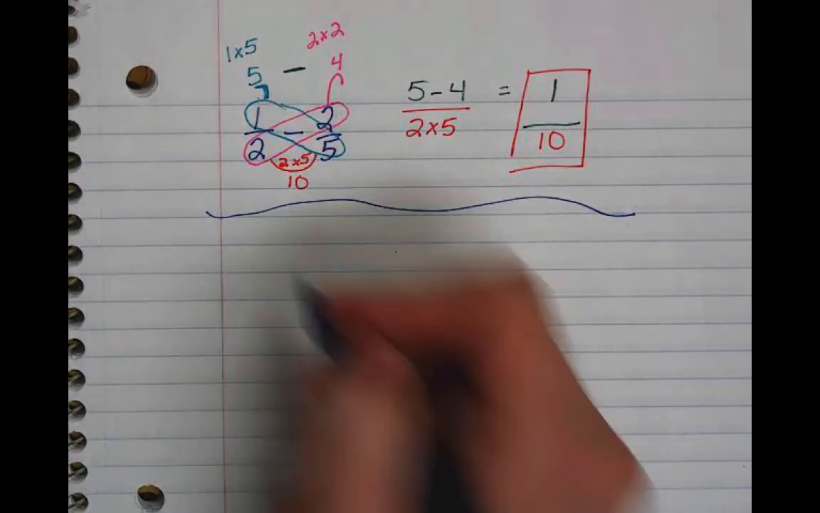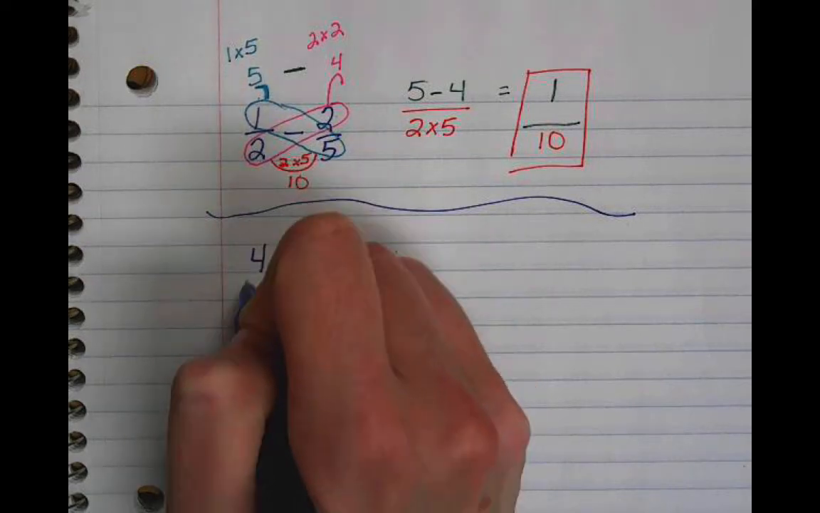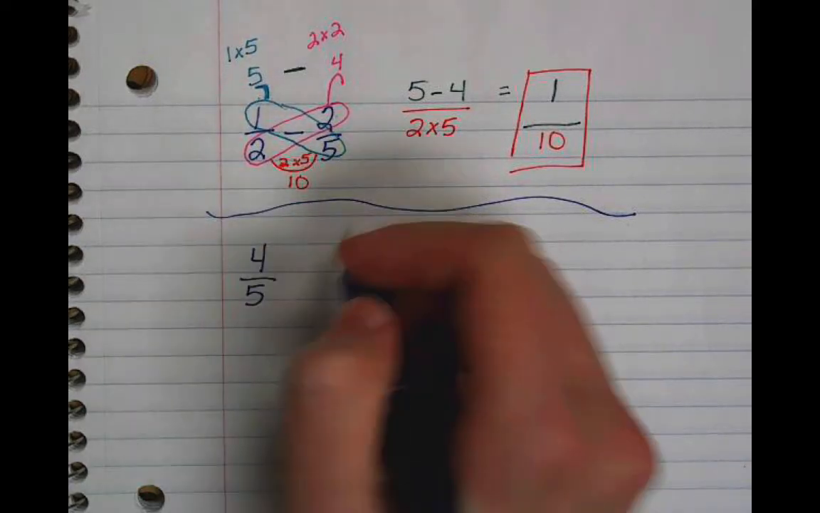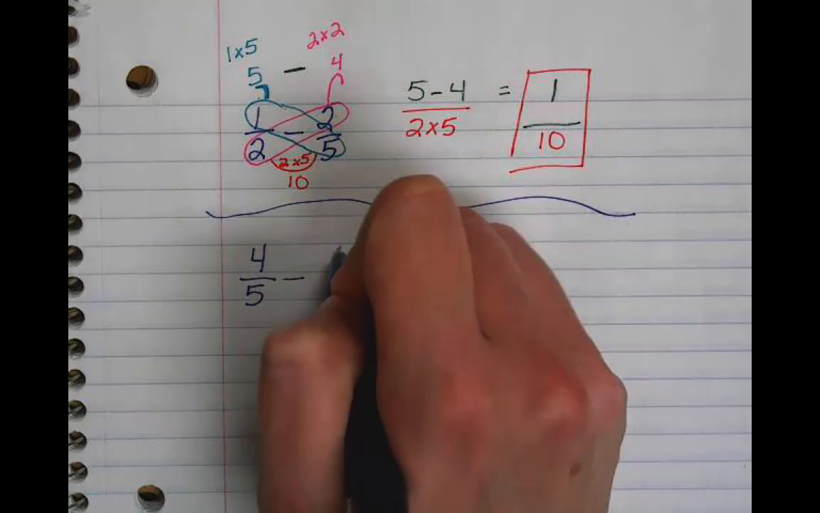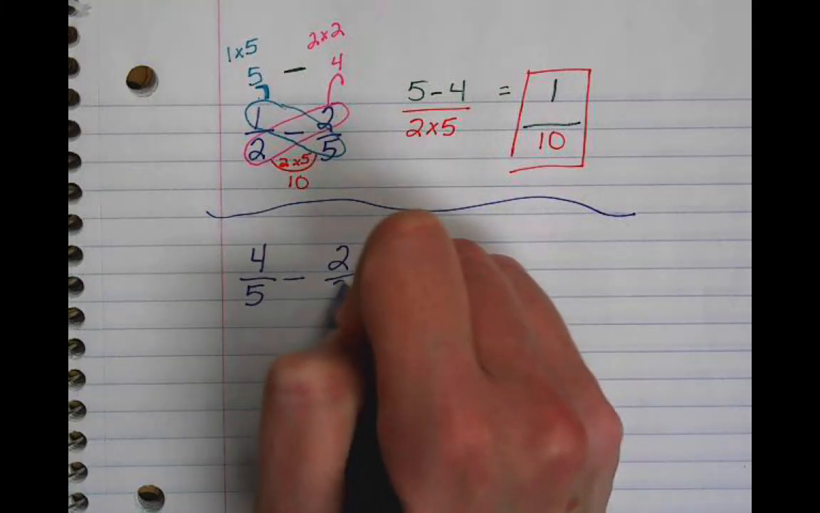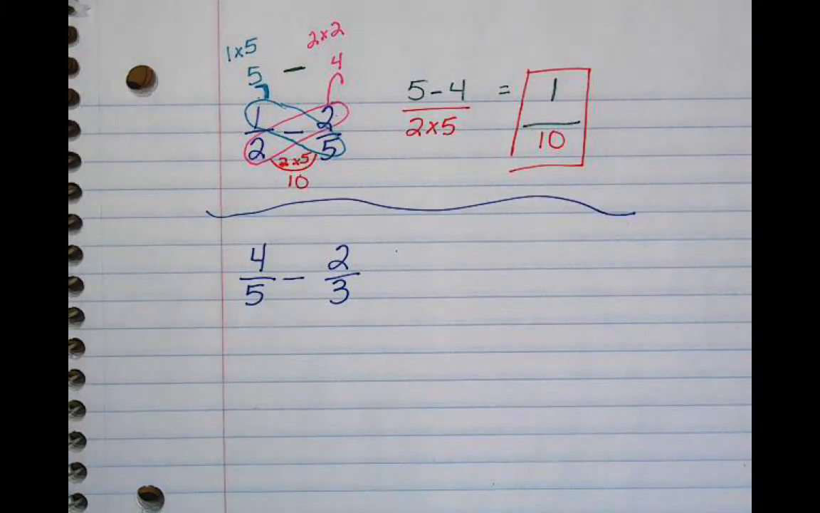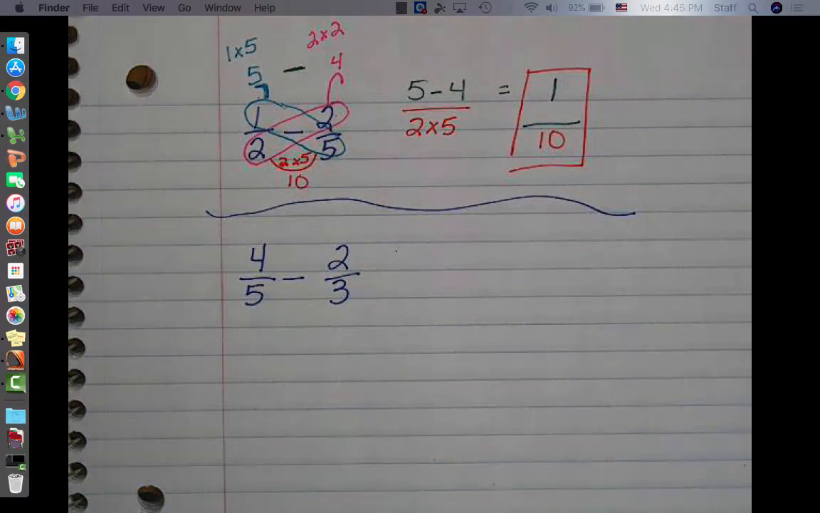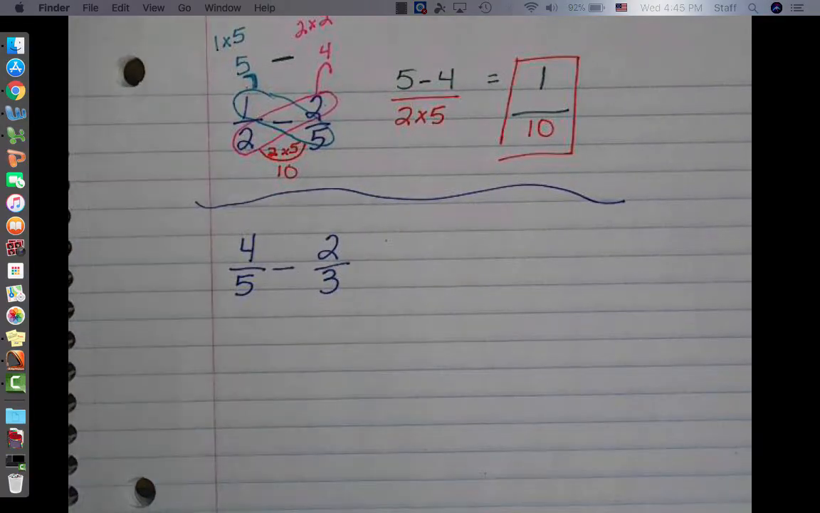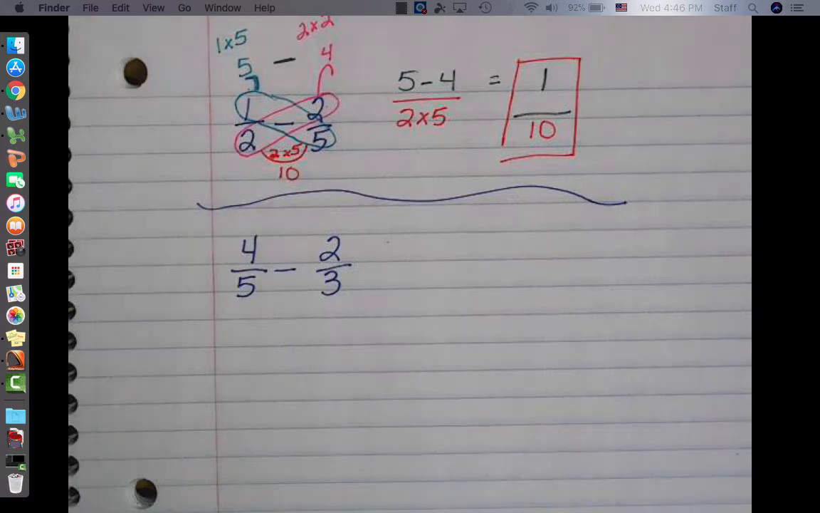Okay, my next problem, and as we go, we'll go a little bit faster with these. My next problem is 4/5 minus 2/3. Now, if you think that you've got this figured out and you think that you can try it and then come back and check with me, go ahead, try it and see.